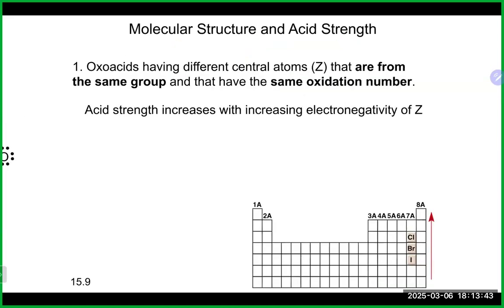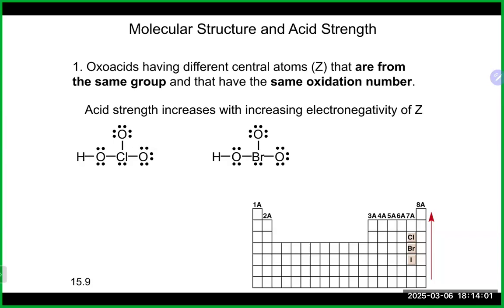Now, if you have an oxyacid like these two right here, and the central atoms are from the same group and have the same oxidation number, what you want to look at then is electronegativity. So we are going to talk about oxidation numbers again, but just in case you do not remember how to assign oxidation numbers, oxygen is a great place to start. It is -2 in most cases, unless it's peroxide. That would be -2, -2, -2.